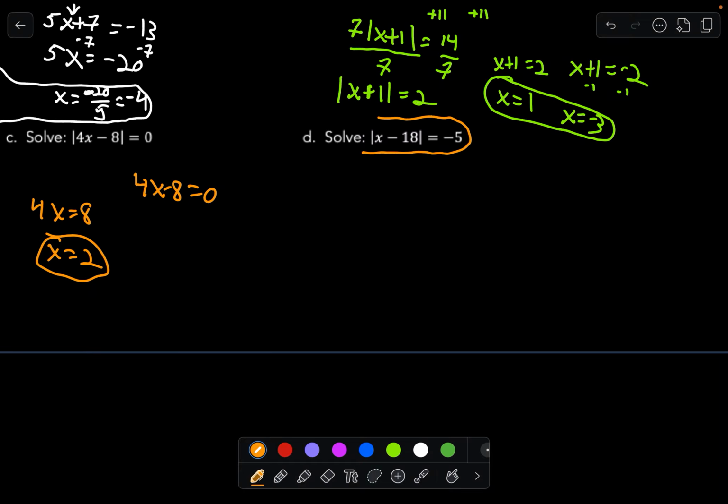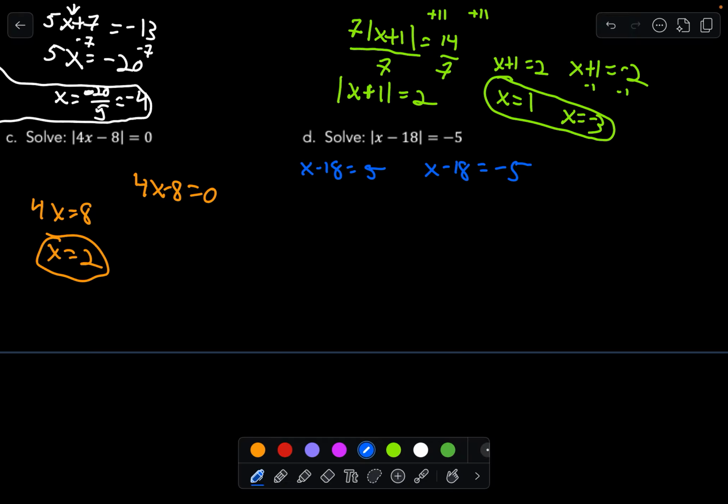Last question. We have the absolute value of x minus 18 equals a negative 5. Now, if you understand what's going on, you can write the answer right away. But if you forgot about the properties of absolute values, the fact that the absolute value of a number can never be negative, you will probably write this as two equations. x minus 18 equals 5, and x minus 18 equals a negative 5.